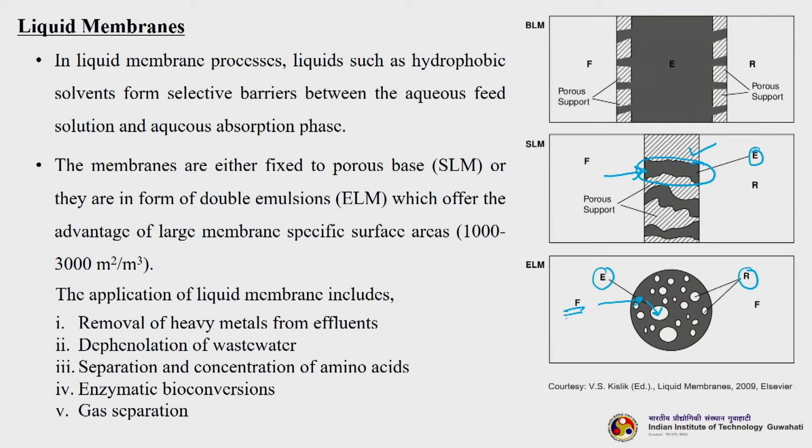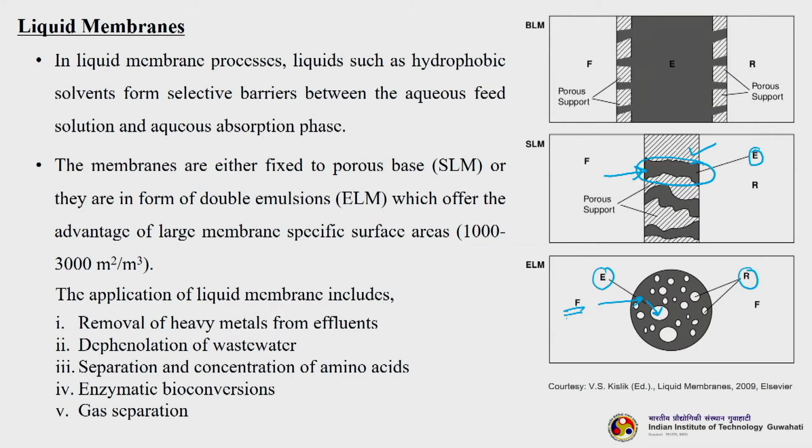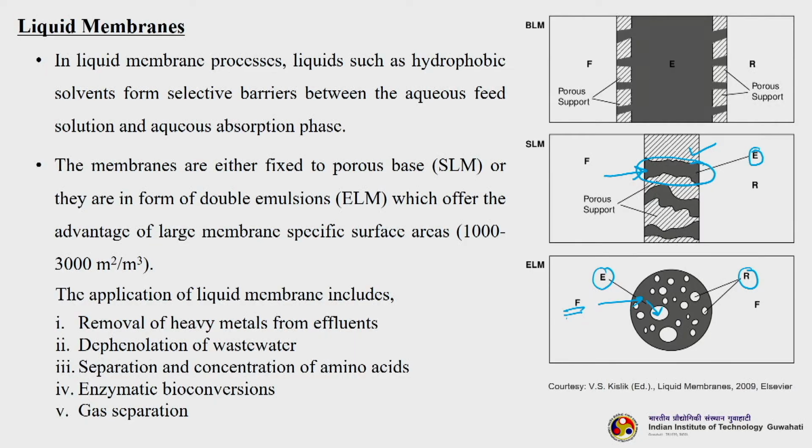The major advantage of the ELM is that we can create a very high membrane specific surface area, almost 1000 to 3000 meters cube per meter cube, in a very small space. The applications of liquid membrane include removal of heavy metals from effluents, dephenolation of wastewater, that means removing phenol from various water and wastewater bodies, then separation and concentration of amino acids, enzymatic bioconversions and gas separation.